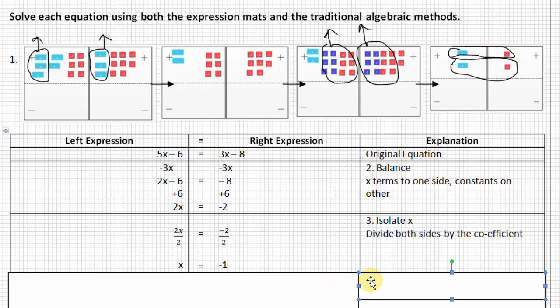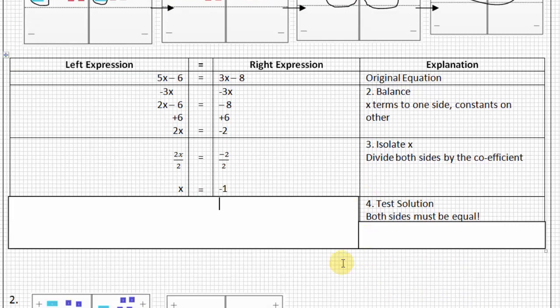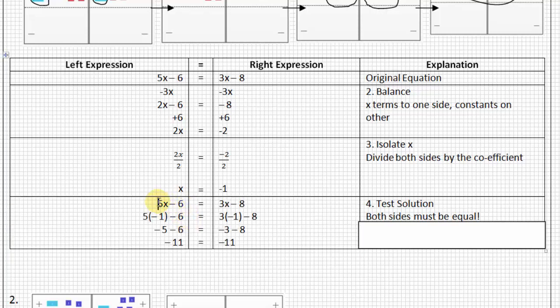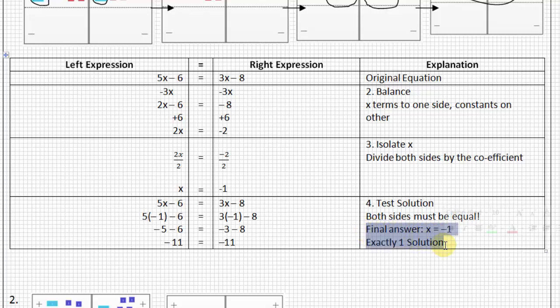And then, of course, our final step here is to test the solution. So does it make both sides equal if I put -1 in? So start with our regular equation, plugging -1 in for both sides, and going through order of operations, and it does. It ends up being -11 equals -11. And so we can say, well, yeah, our final answer is x is equal to -1.